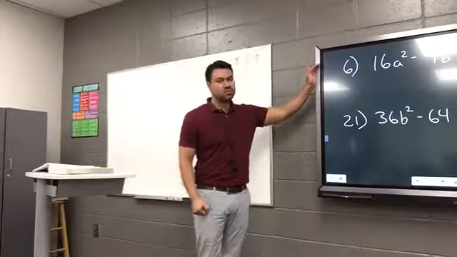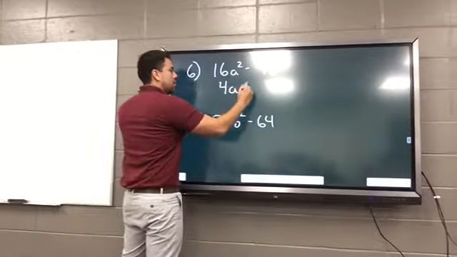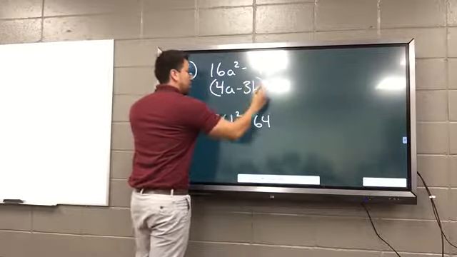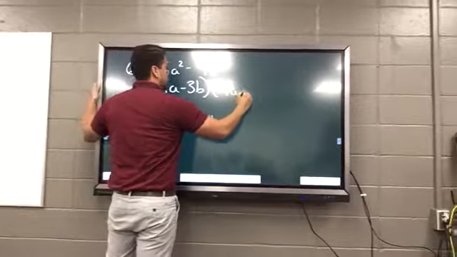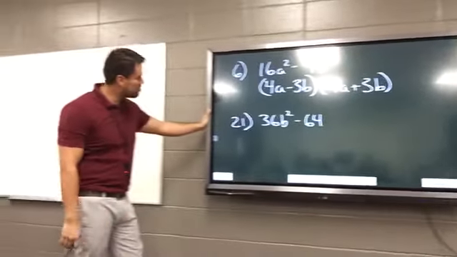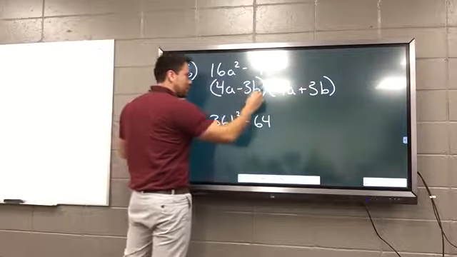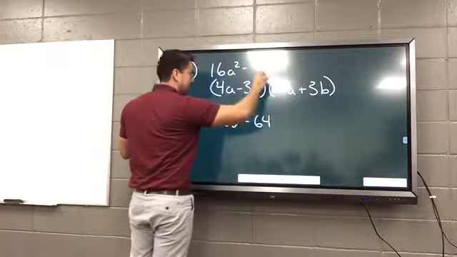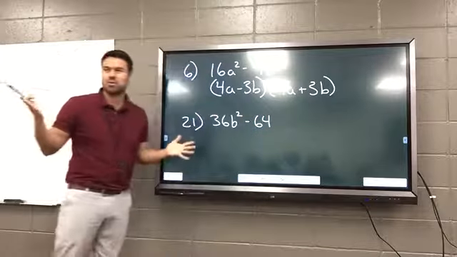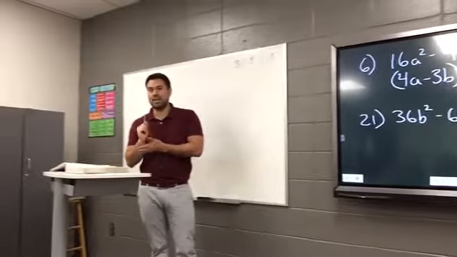The first one, number 6, Wyatt? 4a minus 3b and 4a plus 3b. Does it really check? Well, let's see. 4a times 4a, 16a squared. Negative 3b times positive 3b, negative 9b squared. But what about those two middle terms? They cancel out. Okay, good. Last one.